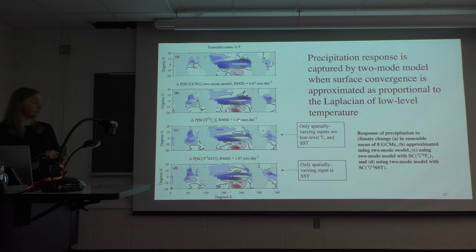And then, like I said, if we just swap out the surface convergence pulled straight out of the GCM and replace it with our boundary layer virtual temperature surface convergence approximation, it looks like this. And we can do the same with our Laplacian of SST surface convergence approximation, and it looks like this. And I want to make a note here, especially for this one in panel D, that this is now an estimate of precipitation response to climate change using a precipitation model with only SST as the spatially varying input. And that SST appears both through relative SST and through its Laplacian.